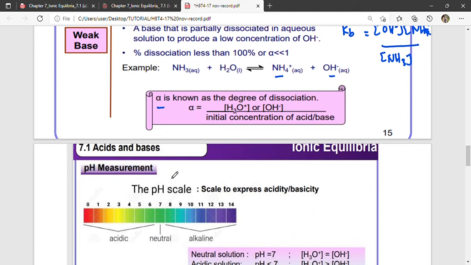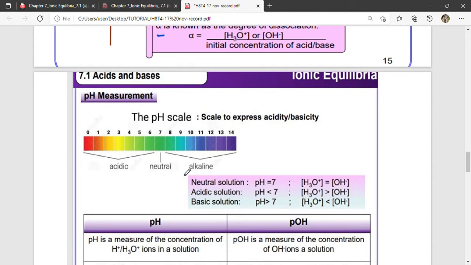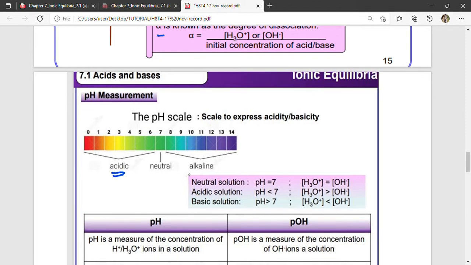Okay, so next we have the pH measurement. The pH scale has a range from 0 to 14. 7 is what we call neutral. 0 to 6 is acidic, pH acidic. And from 8 to 14 is the pH of alkaline.